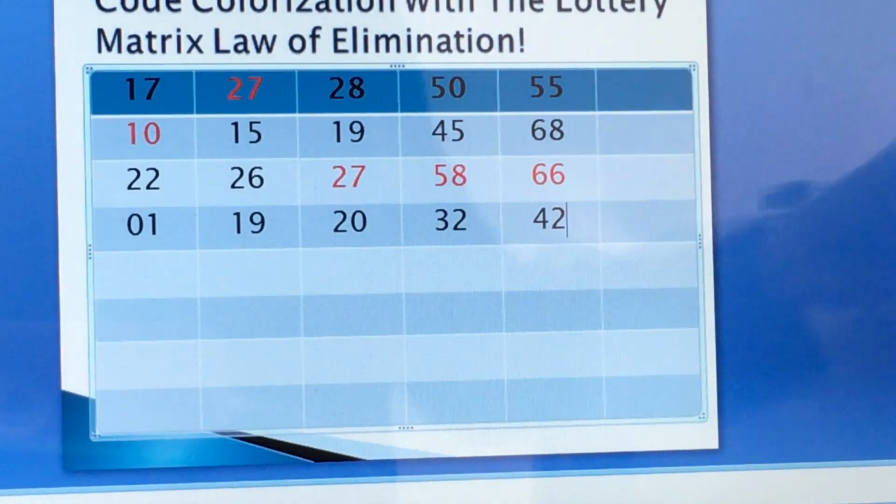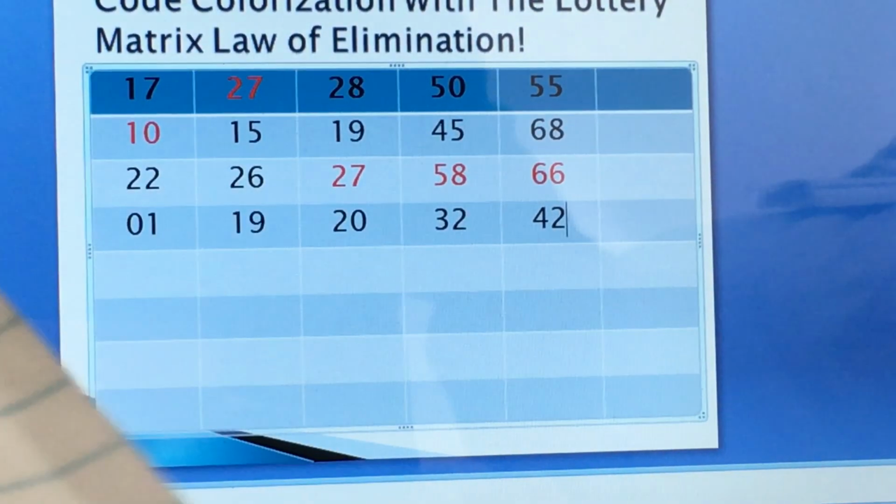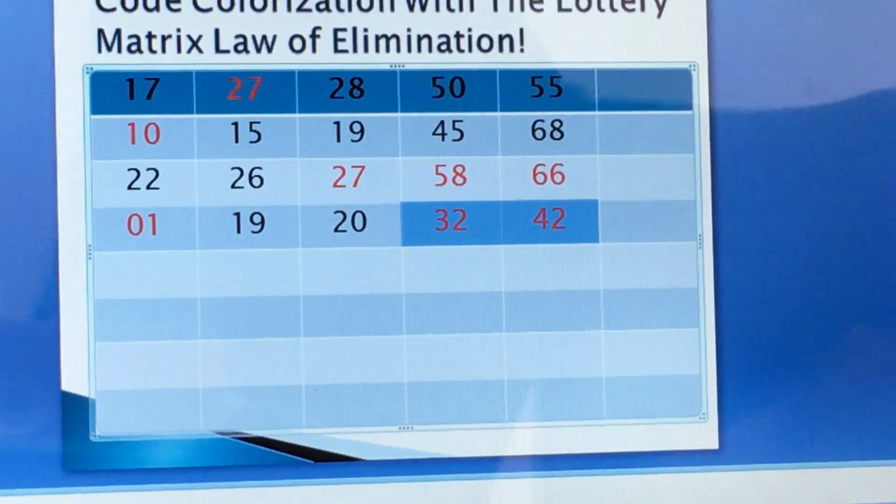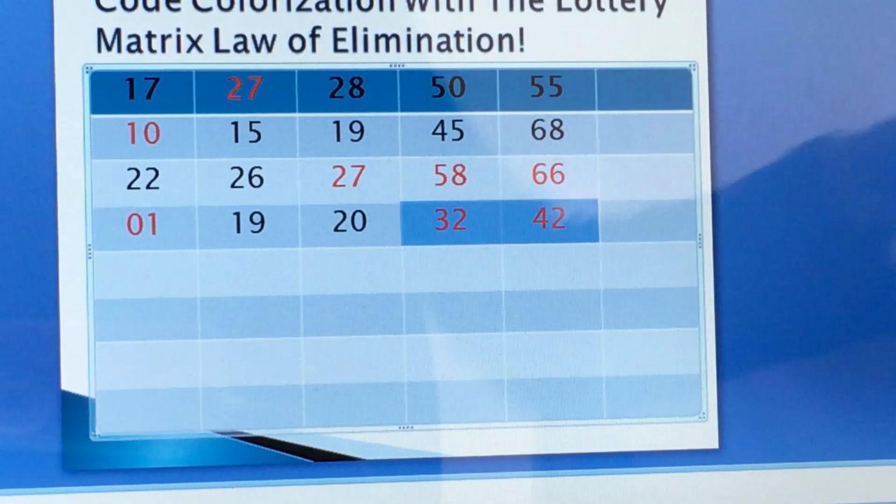So the red numbers for the 4th draw are 1, 19, 20, 32, and 42. You have 1 eliminated. The 1 is a red number. 32 and 42. So with that being said, you have 2 reds for draw number 4.